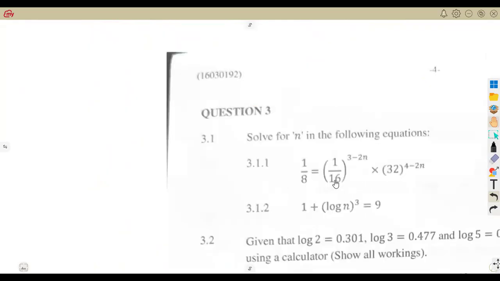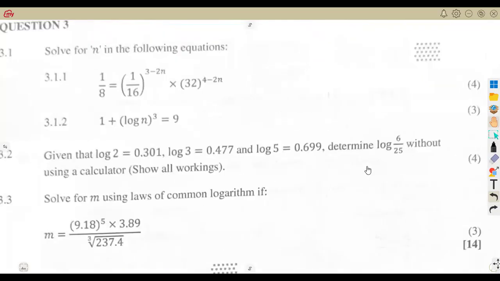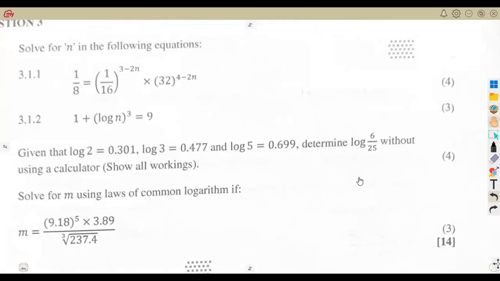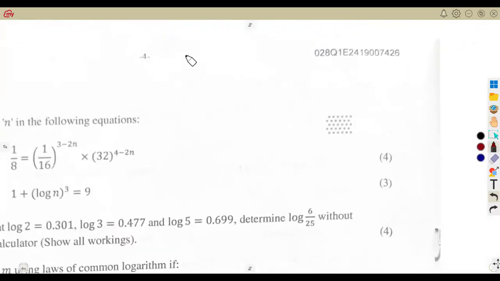All right, let's move on to another part on 3.12. You're given again to solve for n, this time on a log. How can we solve for n? 1 plus the logarithm of n raised to the exponent of 3 is equal to 9. What can we do? There is an exponent there. The whole logarithm is being raised to the exponent of 3.